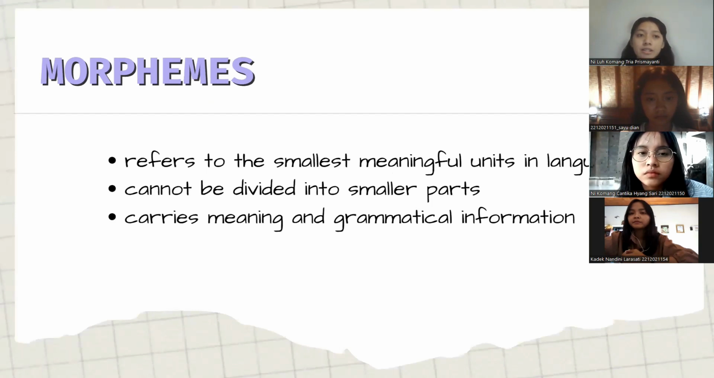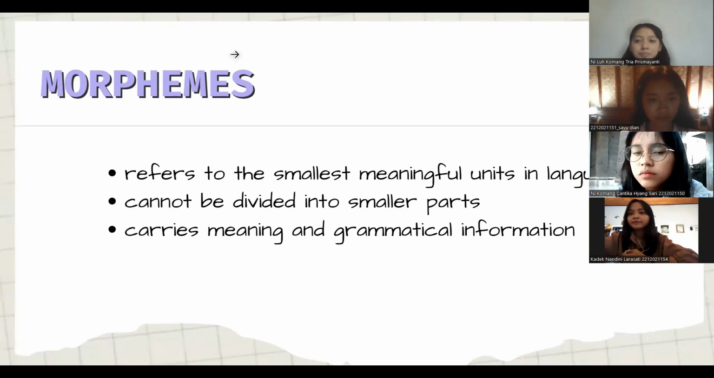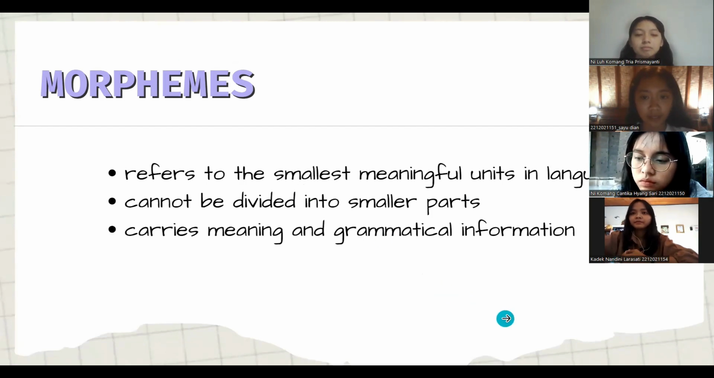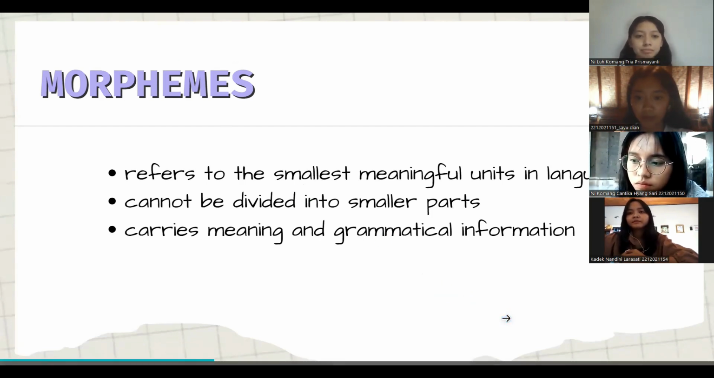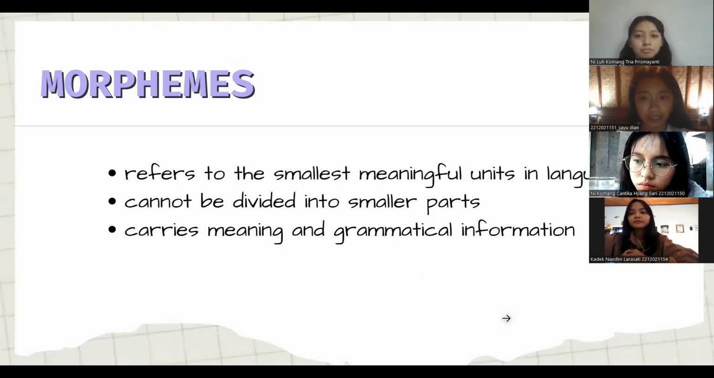The next matter, morphemes, will be explained by Sayu. Okay, thank you, Tria. So now I will explain about morphemes. A morpheme is the smallest meaningful unit in language, and the morpheme is the central point in studying morphology. A morpheme cannot be divided into smaller parts. In addition, a morpheme carries meaning and grammatical information such as plurality and tense marker.